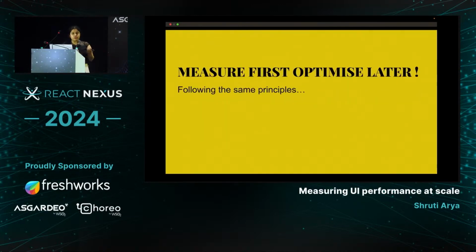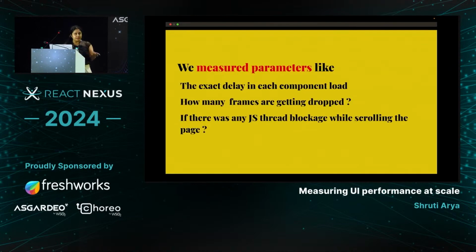And as Apurva also mentioned yesterday, measure first and optimize later. So following the same principles, we started measuring few parameters, like the exact delay in each component load, how many frames were getting dropped as you would scroll through the page, and if there was any JS thread blockage or UI thread blockage while scrolling the page.